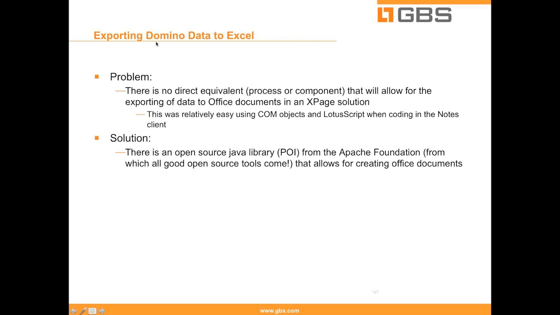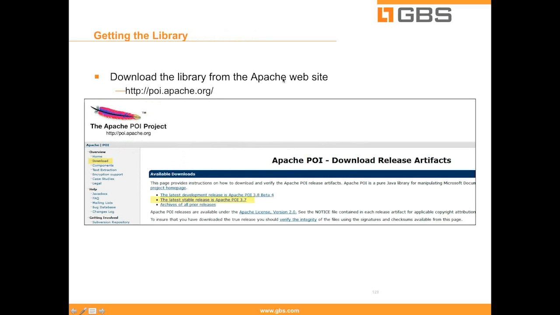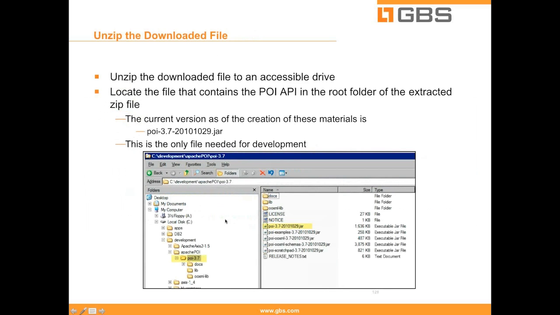So what we decided on was going out to the Apache library and getting the Apache POI. The Java library POI from the Apache Foundation, from which, again, all good open source tools come, that and OpenNTF, allows for creating these Office documents. So we downloaded the POI.jar file, unzipped it, and got the POI.jar file. The current version is 3.7. That's the only file you need for development and deployment.